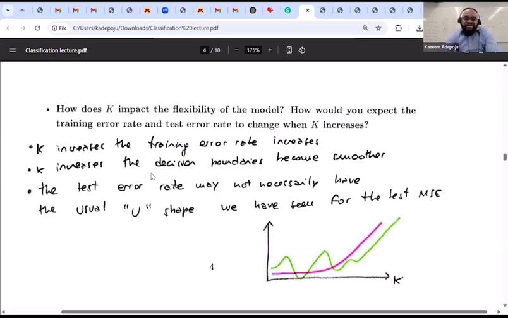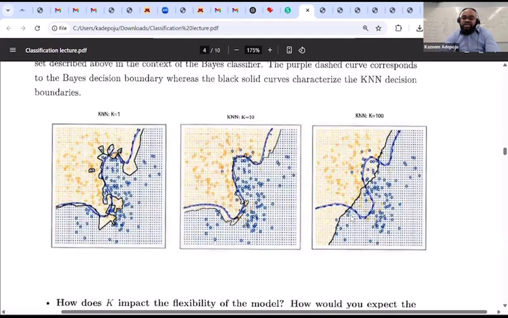When K increases, the decision boundary becomes smoother. If you take a look at this, it is smooth because K is large. But when it's over smooth, you know what is going to happen? It may not capture the trend in the data. Over smoothness means oversimplification of the relationship.